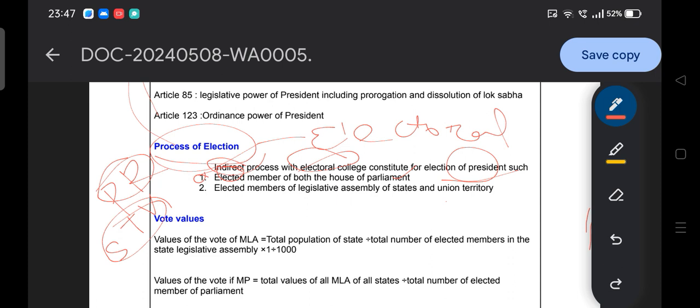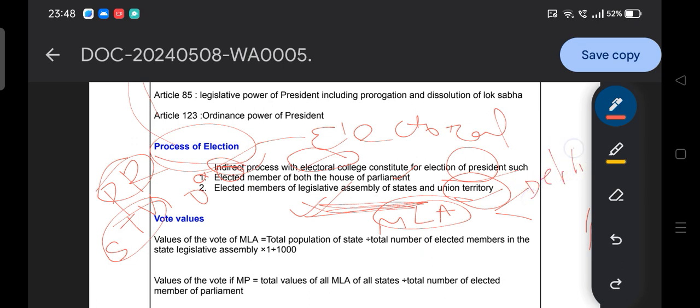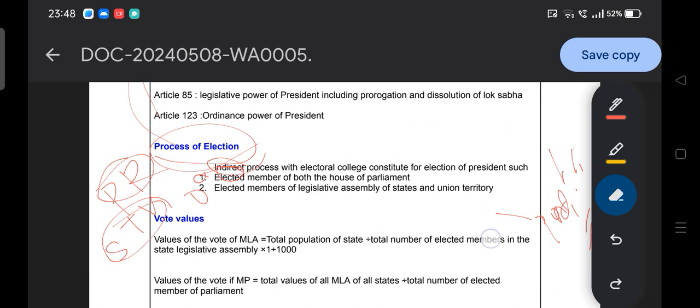Then moving to the second point, the elected members of the legislative assembly of the state and union territory. Legislative assembly means MLAs, and those MLAs are elected by the people. They are part of the electoral college of the president, along with the MLAs of union territories, like Delhi and Pondicherry, which have elected MLAs. They participate in the election of the president. So this is all about the electoral process of the president.